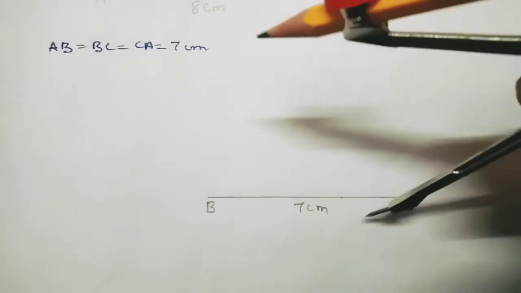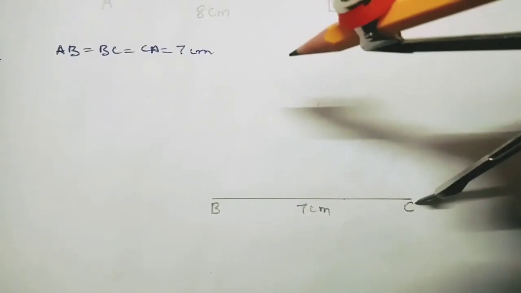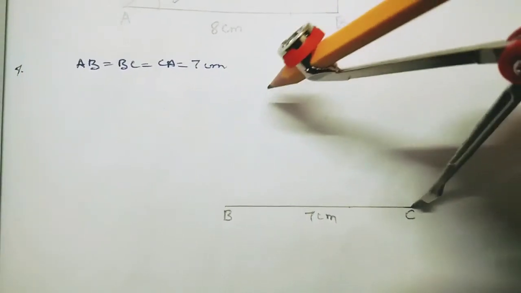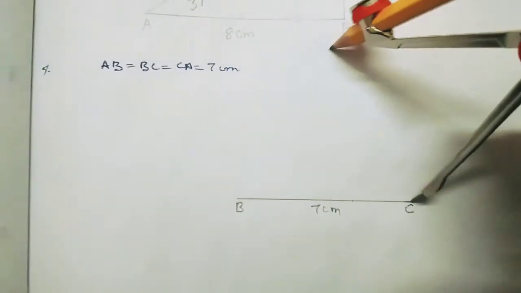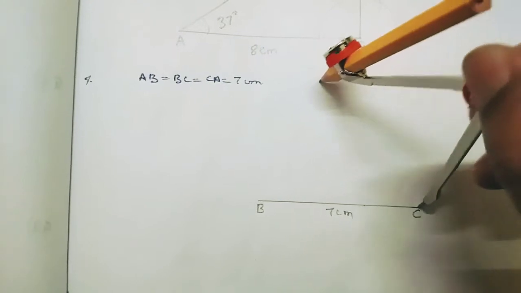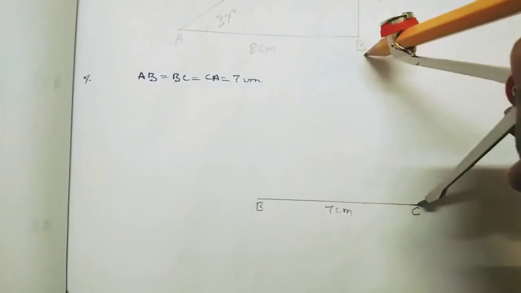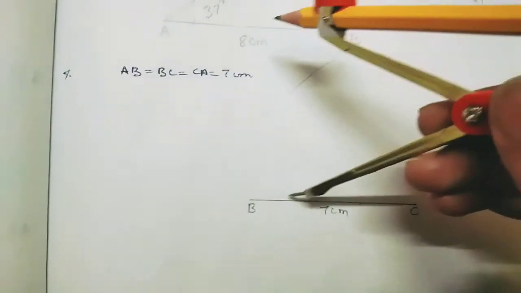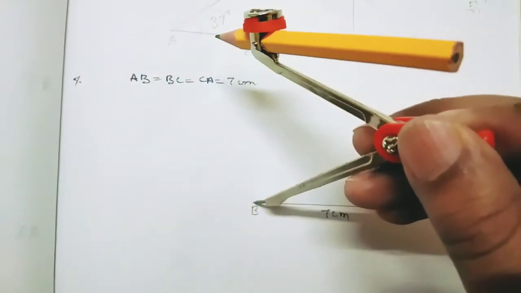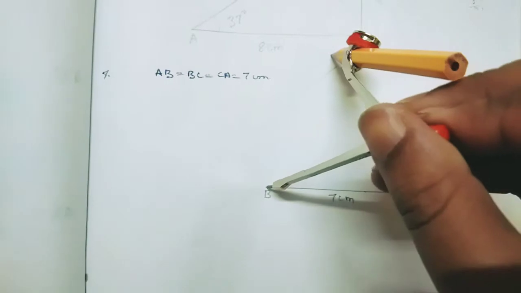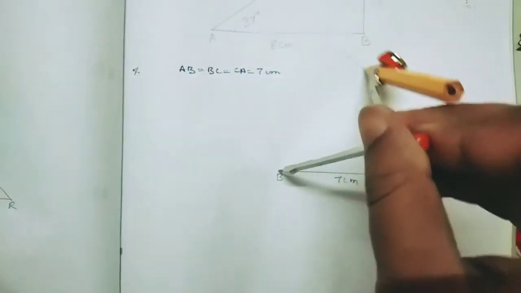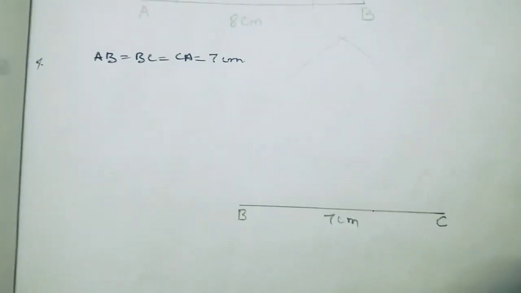So in this scale I have taken 7 centimeter using the compass. Now from this point C, I will cut 7 centimeter here. Okay, like this I will cut. Understood? Now it is 7 centimeter, and from here also I will cut 7 centimeter from this point B. Now see, it is cutting like this. Now you can see two arcs are made.